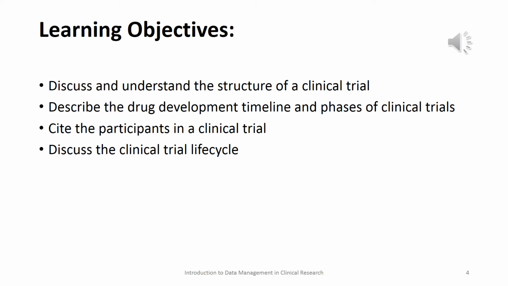So a couple of our learning objectives for this particular orientation segment is going to be to discuss and understand the structure of a clinical trial. We're going to describe the drug development timeline and the phases of clinical trials and what occurs during each phase and why those phases are staggered the way they are. We're also going to look at and cite the participants of a clinical trial. Who participates? What do they do? And then we're going to discuss the clinical trial life cycle. So I think you'll find this segment to be very interesting.